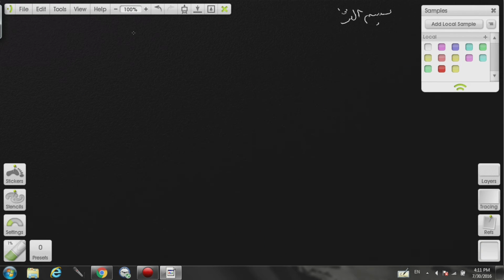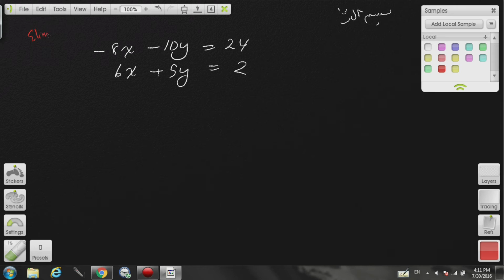Now, listen, let's do this one. You have minus 8x minus 10y equals 24, and you have 6x plus 5y equals 2. Now we are asked to solve this by using the elimination method. So what are we going to do here, Mohsin? Times the bottom one by 2. So good. So why did you want to do that? He wants to multiply the bottom equation by 2. Why would you want to do such a silly thing, Mohsin? Because it's not silly. Why is it not silly, Mohsin?